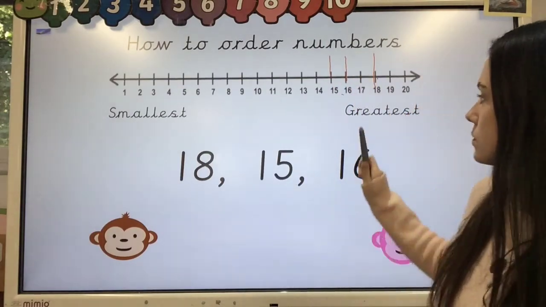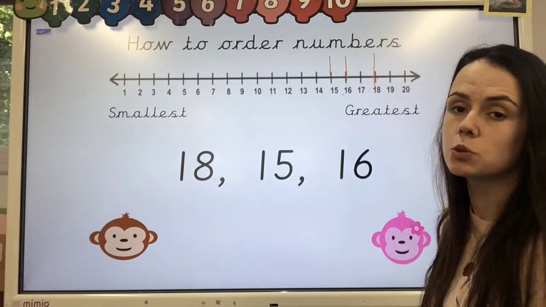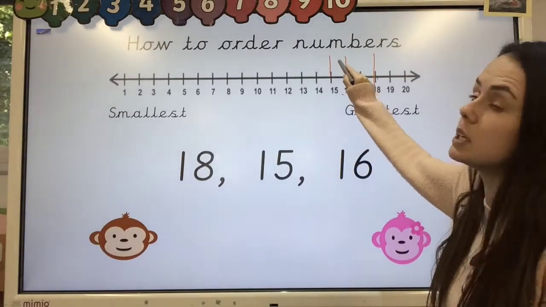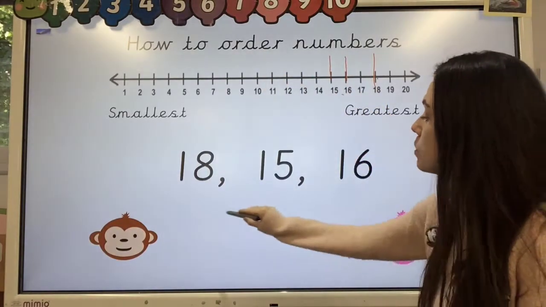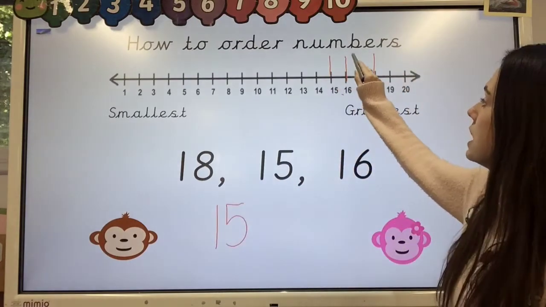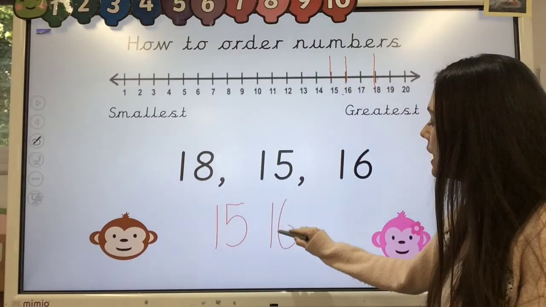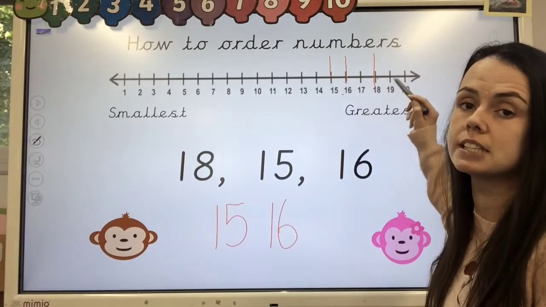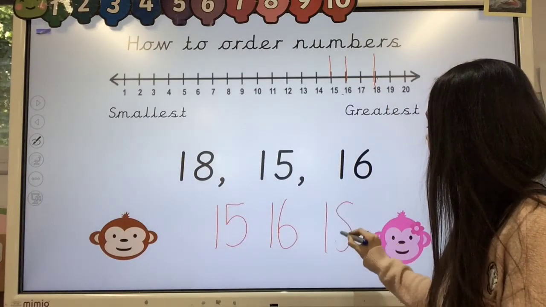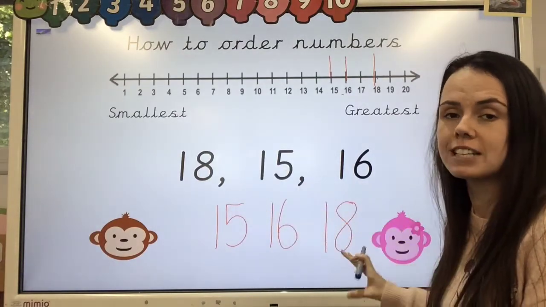Here are our numbers all dotted on our number line. Now, which one is closest to 0? It's our 15, because it's the one that's furthest away from the end. So 15. Which one comes next? 16. Which means our biggest number, our greatest number, is 18. Well done. So we've put these again in smallest to greatest.